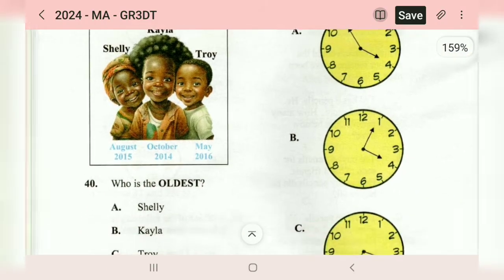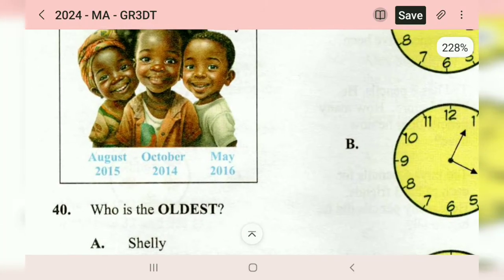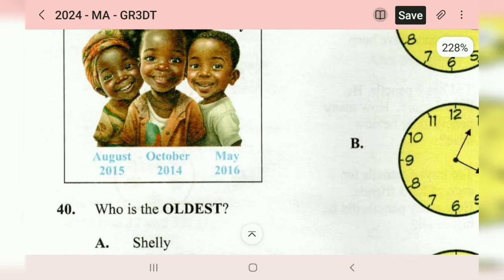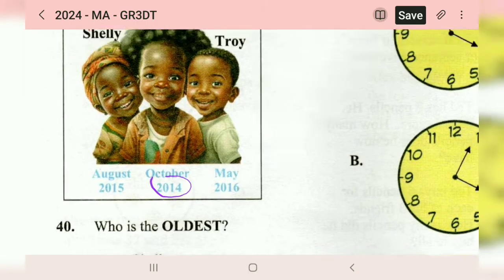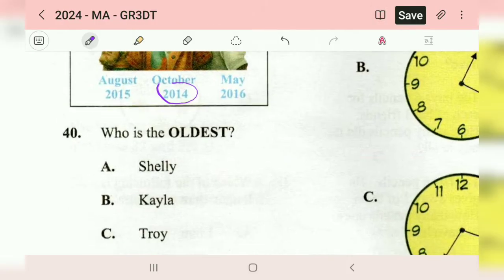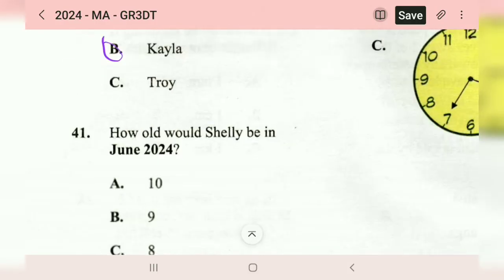Who is the oldest of them all? So which will come first? Who was born first? Is it 2014, 2015 or 2016? It's going to be 14. 14 comes before 15 and 16. So it's Kayla. Kayla is at B.